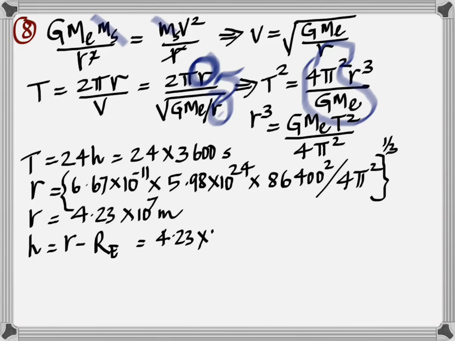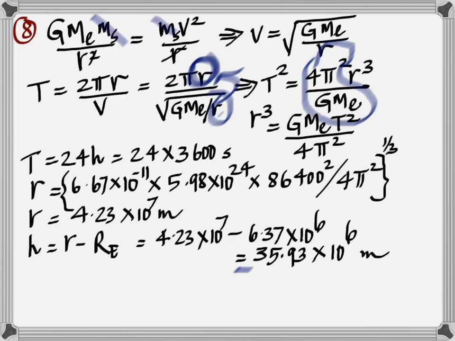And therefore, if you have to find the height, you've got to take away the radius of the Earth. That gives 35.93 times 10 to the 6 meter. That's about 35,930 kilometers. That is the height of a geosynchronous satellite used for communication purposes.